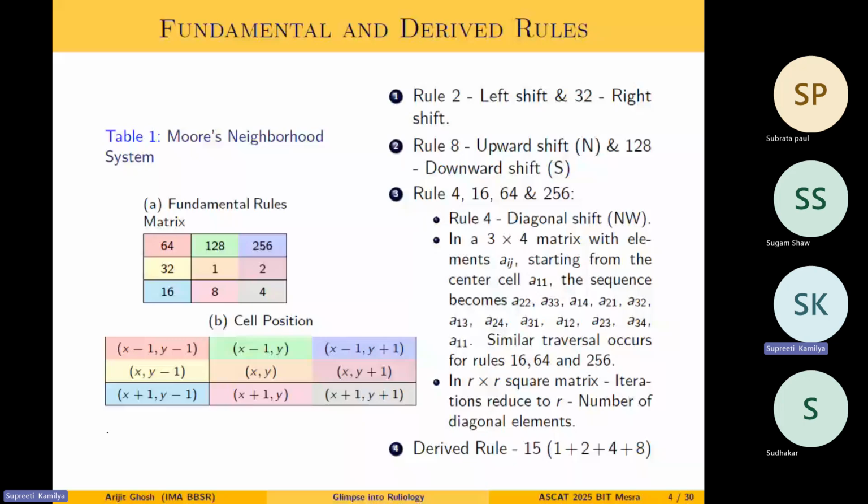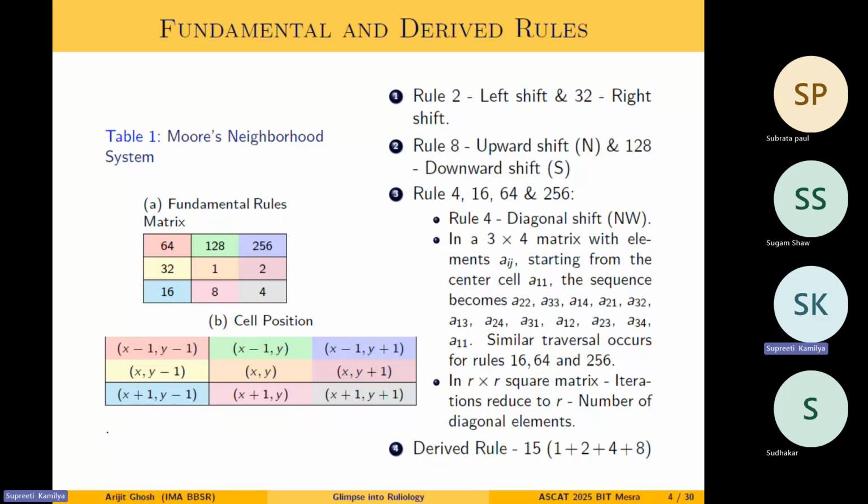Now, a derived rule is formed by the combination of more than one fundamental rule. Taking for example rule 15, it is formed by the combination of 4 fundamental rules: 1, 2, 4, and 8. There are 512 rules possible using this Moore's neighborhood concept. The whole 512 rules can be grouped into 9 categories based on the number of fundamental rules involved in a given rule.